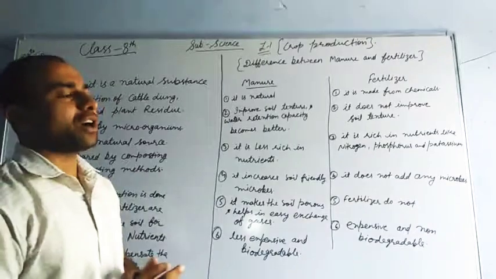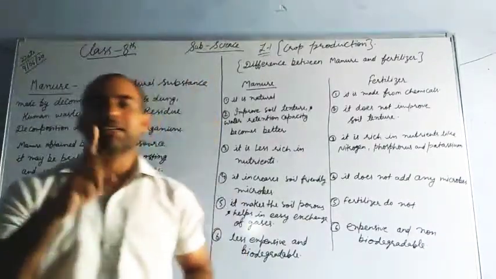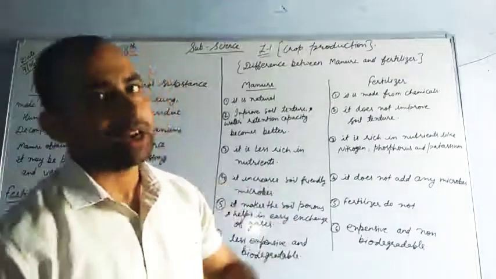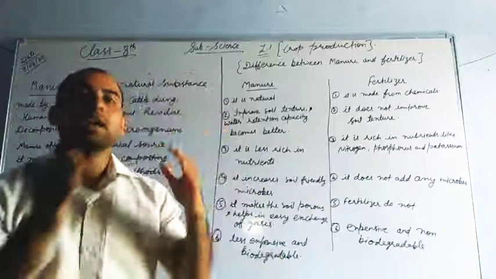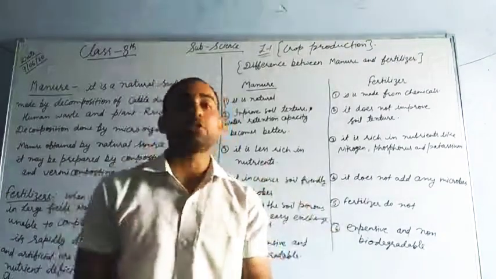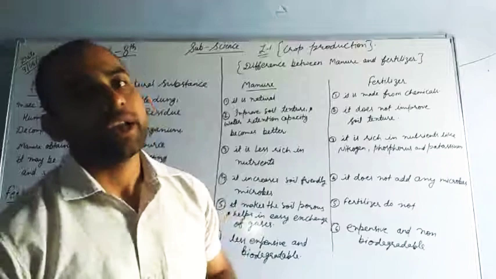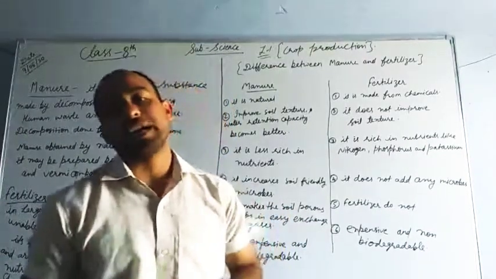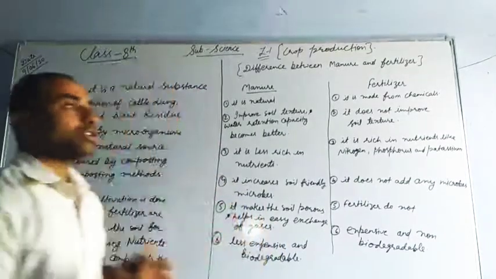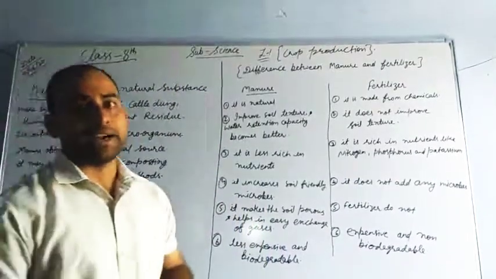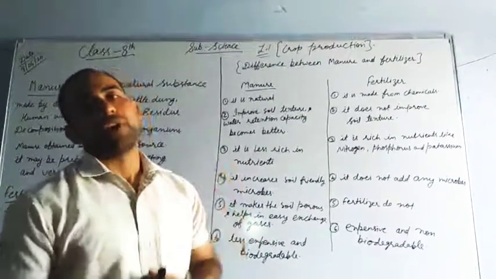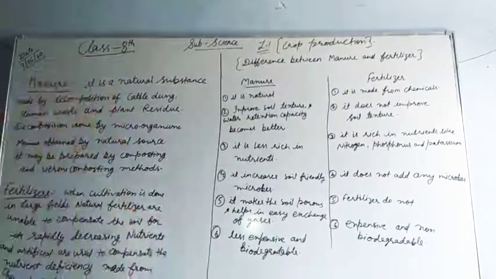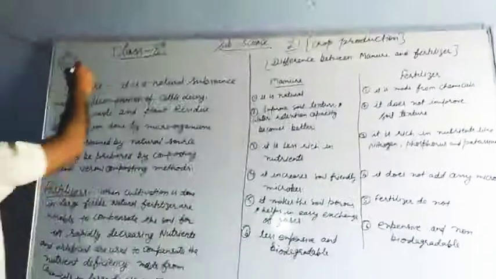After that, I have talked about manuring. Manuring is the second step. Manuring is the process in which we are adding manure and fertilizers into the soil. And why are we adding manure and fertilizer into the soil? For the growth and development of the plant. And for that purpose, I have already told you about one activity yesterday.